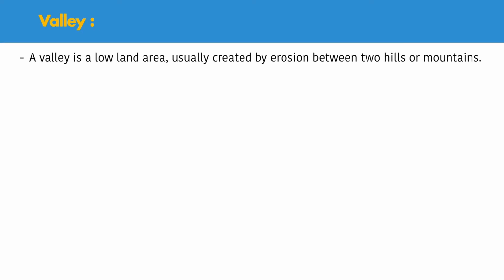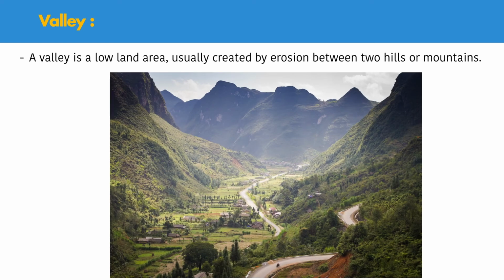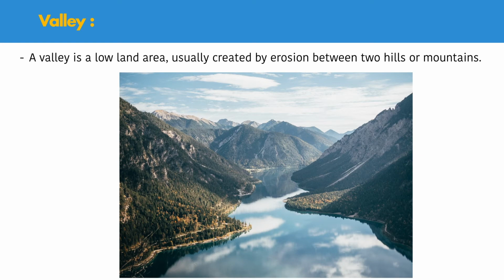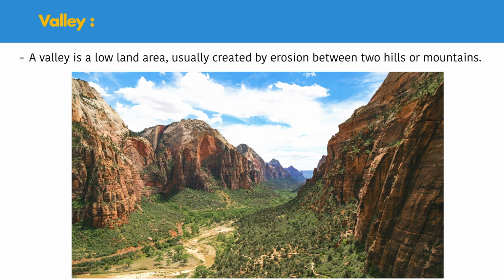Valley. A valley is a lowland area, usually created by erosion between two hills or mountains. For a valley to be named a valley, it should be longer than it is wide. These are some examples of valleys. These photos are super clear. We have the mountains on both sides and the valley in between.